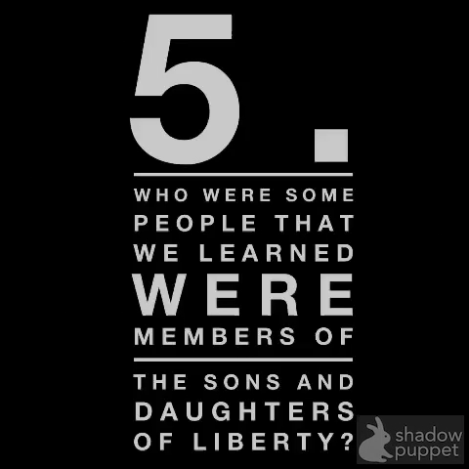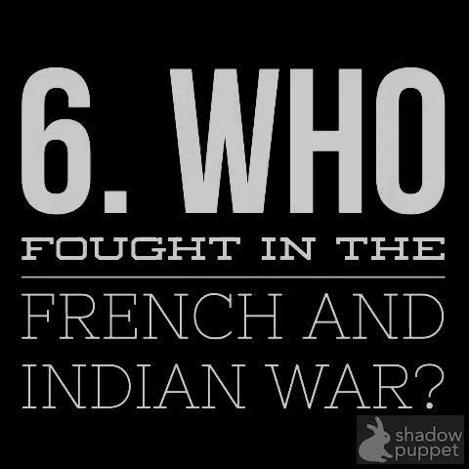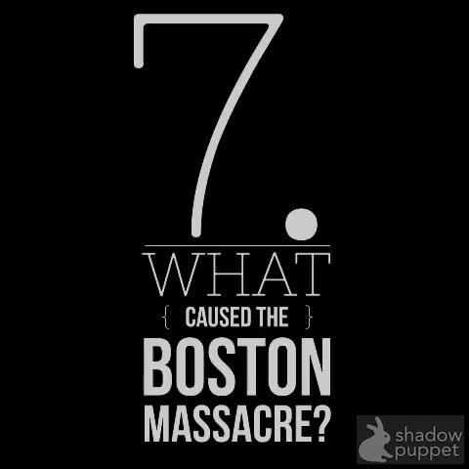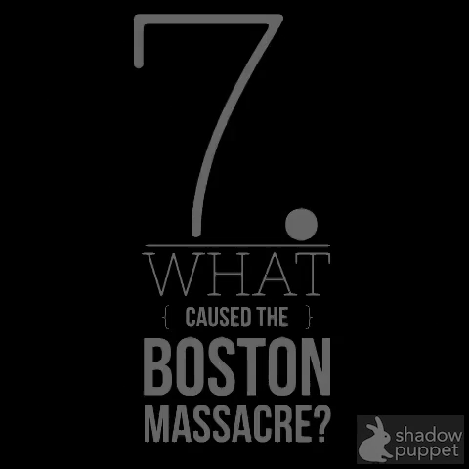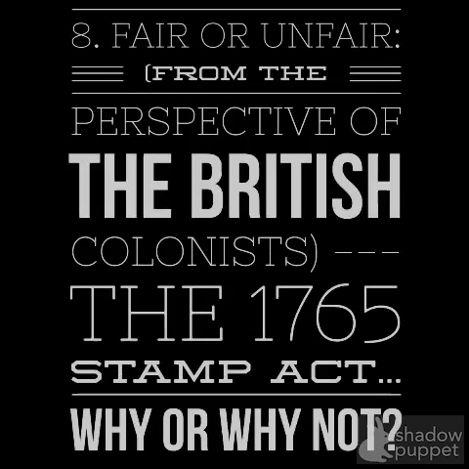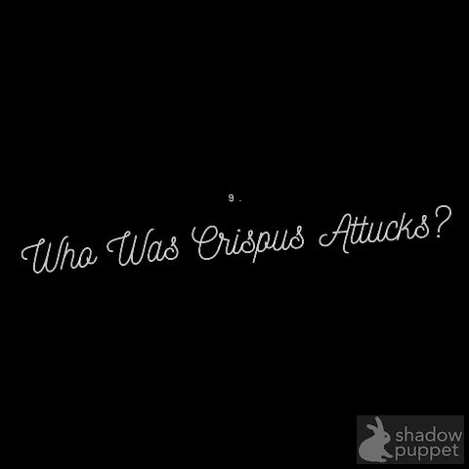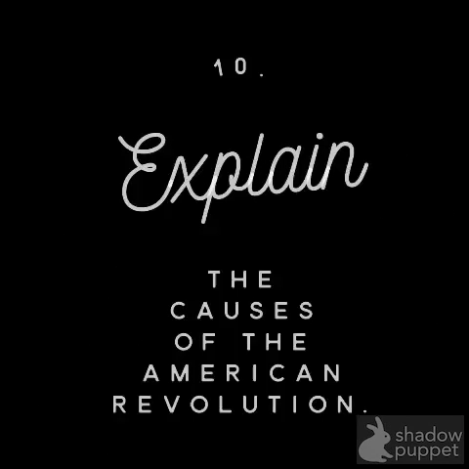Number 5. Who are some people that we learned were members of the Sons and Daughters of Liberty? Number 6. Who fought in the French and Indian War? Number 7. What caused the Boston Massacre? Number 8. Fair or unfair, from the perspective of the British colonists, the 1765 Stamp Act. Why or why not? Fair or unfair? Who was Crispus Attucks? Number 9. Number 10. Explain the causes of the American Revolution.